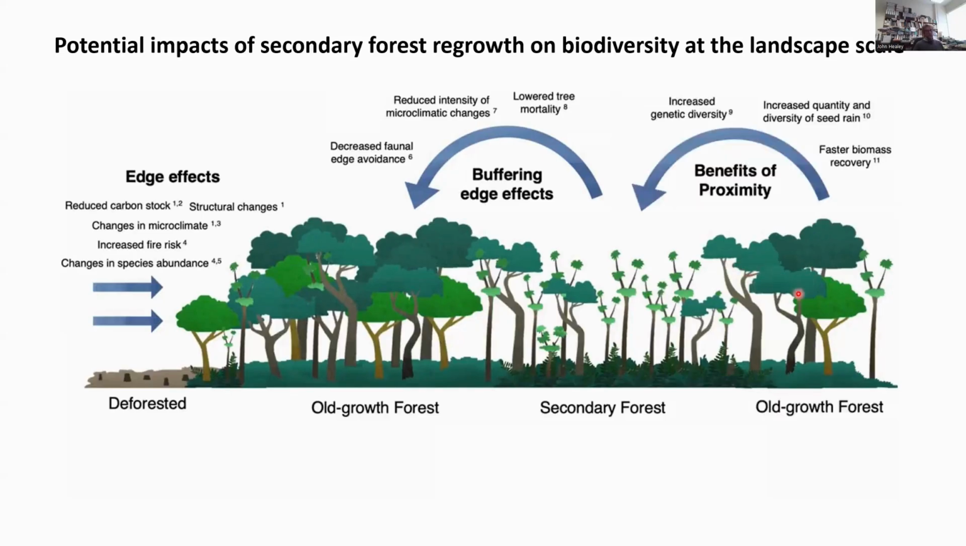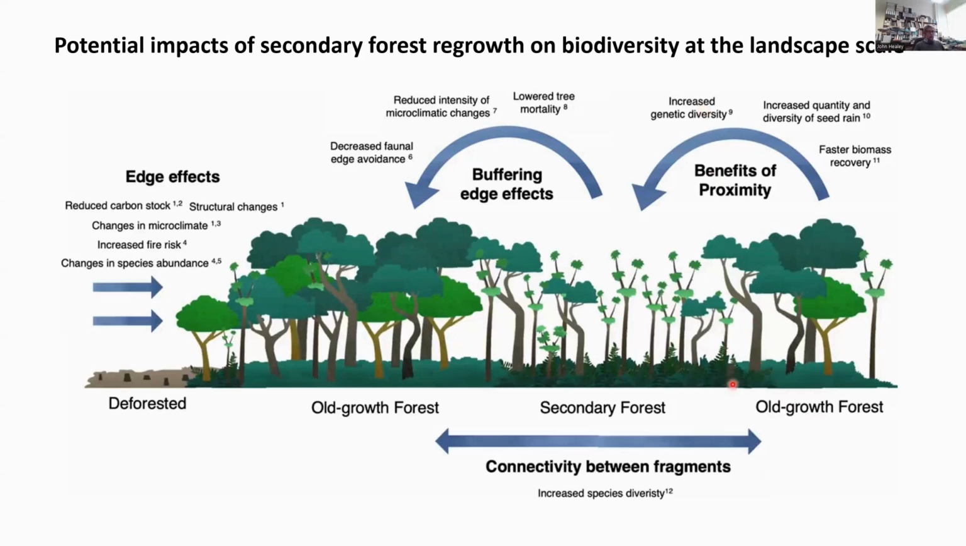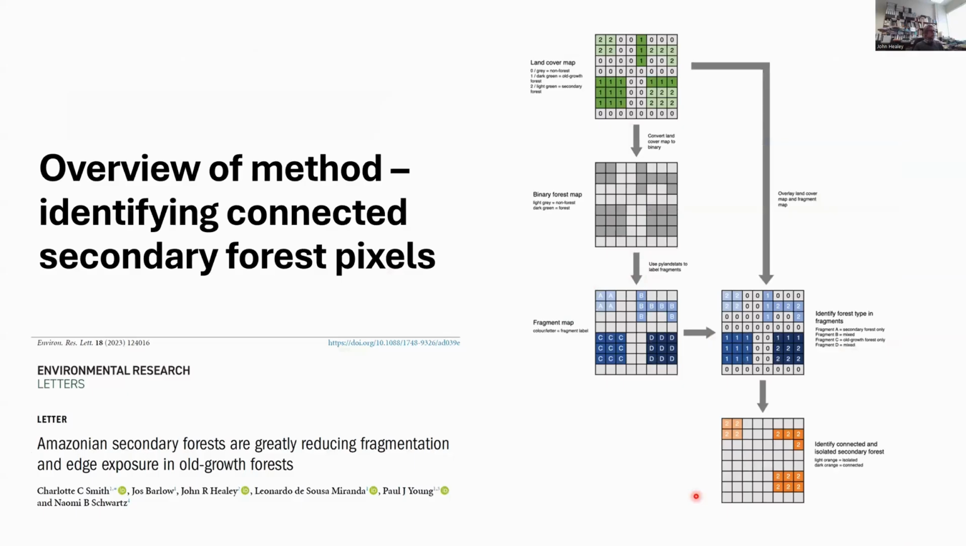What's the impact of adjacency to old growth forest on the recovery of secondary forest? It's been shown to lead to faster rates of biomass recovery, increased quantity and diversity of seed rain, and with that, increased genetic diversity across animal and plant populations. And the other important effect that Charlotte looked at is how the presence of secondary forest between patches of old growth forest may reduce their fragmentation, increase their connectivity, and that's been shown to increase species diversity.